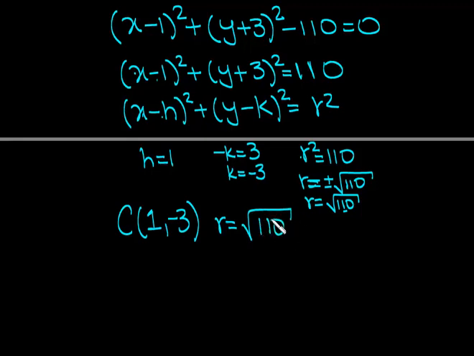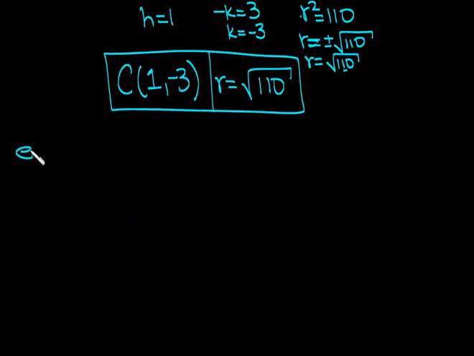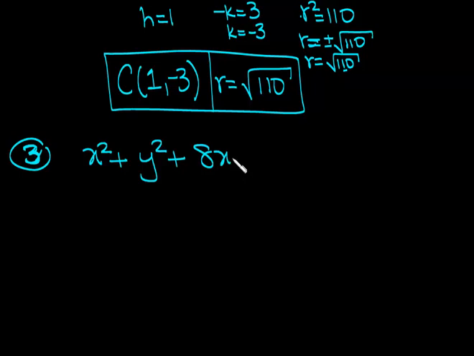and our radius is square root of 110. Remember, with radicals, if you can break the radical down, we should always try to break it down further. Okay, alright, let me do one more example of this, just to kind of drive home the point. If they give you the equation of a circle in general form, let's say like this, you have x squared plus y squared plus 8x plus 7 is equal to 0.